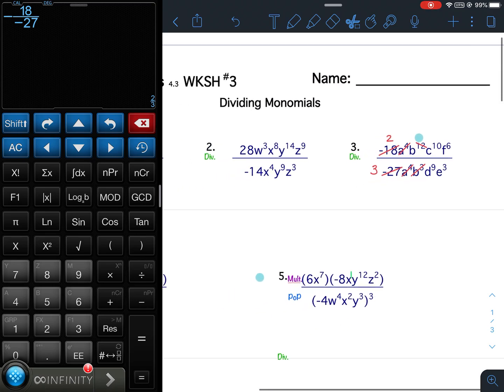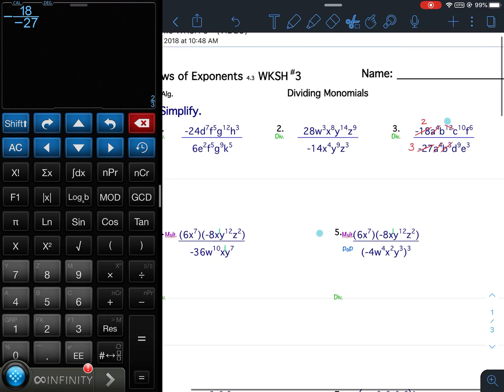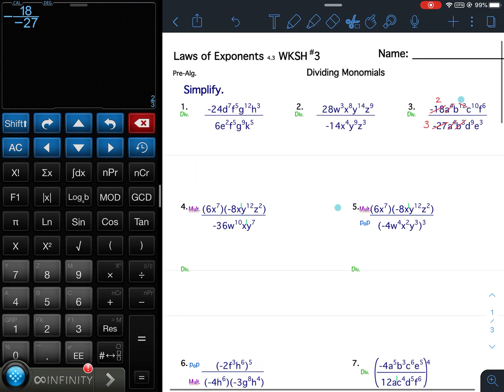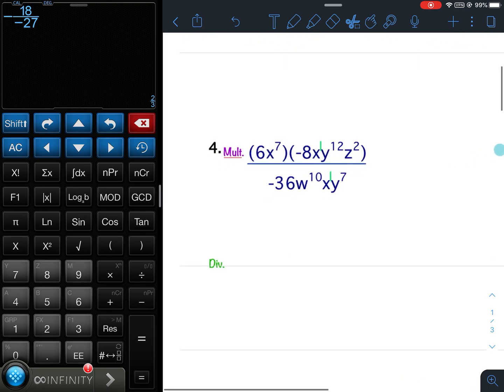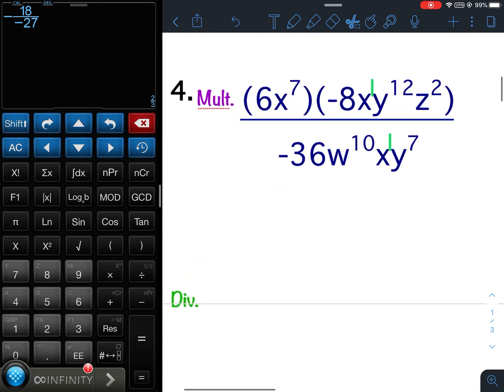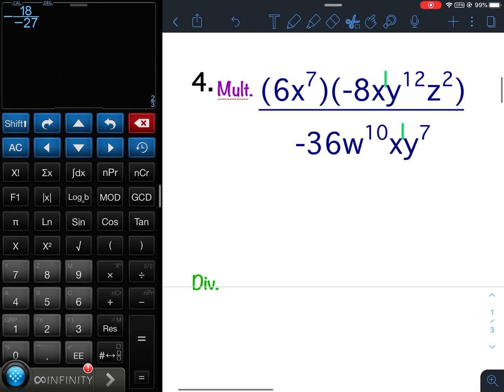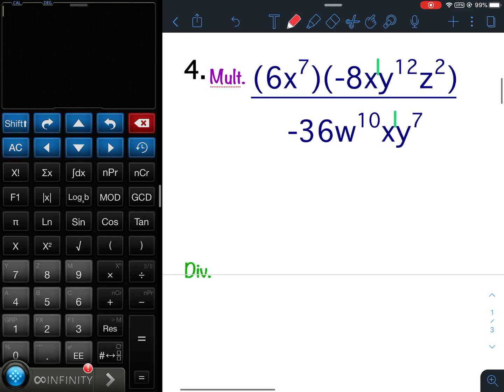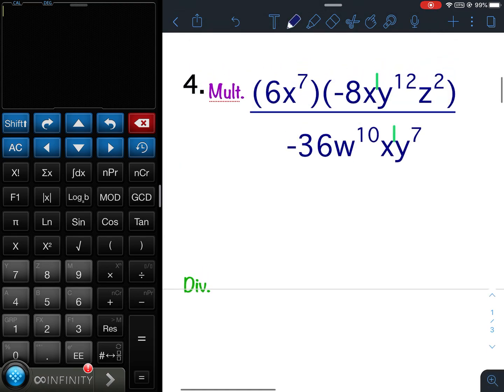Okay, so you're going to finish number 3, and you're going to do 1 and 2 also. And again, you do those the same. You're doing just division. So let's go to number 4. For number 4, I can't divide because I've got parentheses in the numerator. And the parentheses that are in the numerator show multiplication. So I need to multiply the top. So if I multiply, first I'm going to take 6 times negative 8. That gives me negative 48.